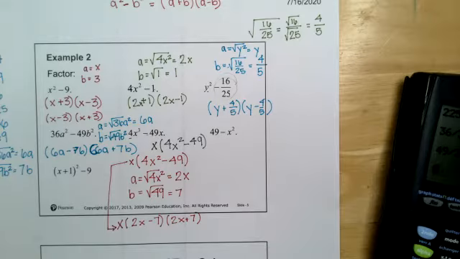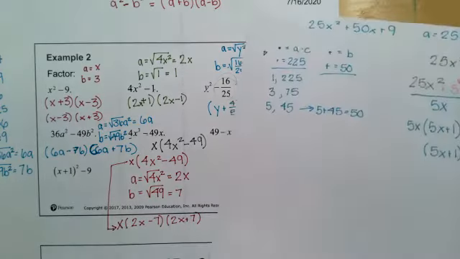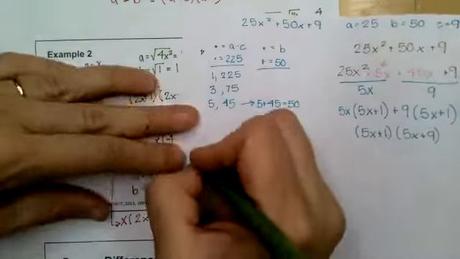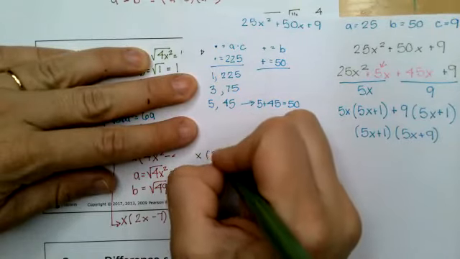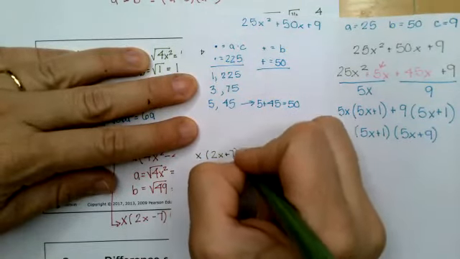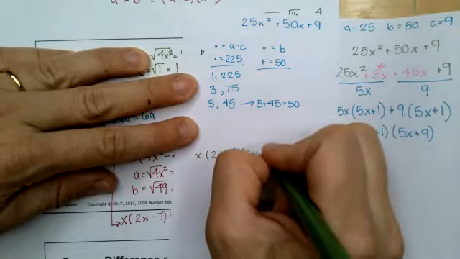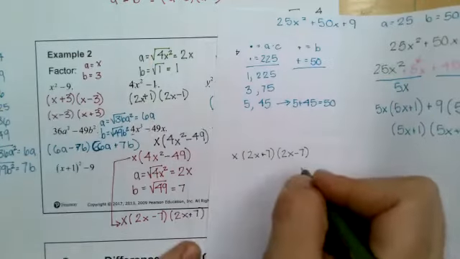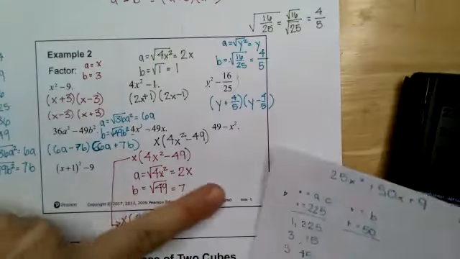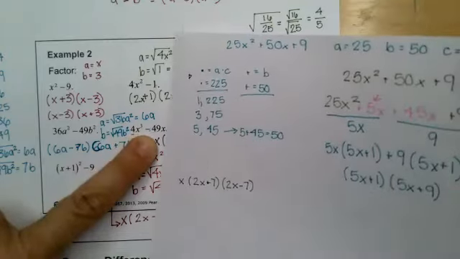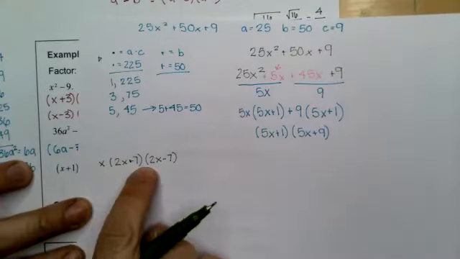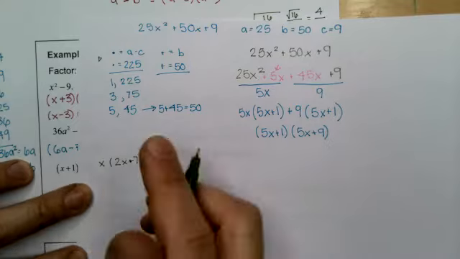If you want to check your answer, you can go back and make sure that x times 2x plus 7 times 2x minus 7, right? If I multiply that all out, I'll get 4x cubed minus 49x. You can start wherever you want. You can distribute the x if you want, or you can multiply these.